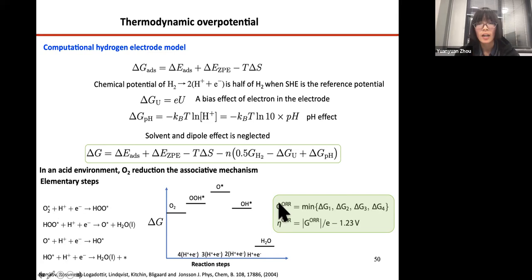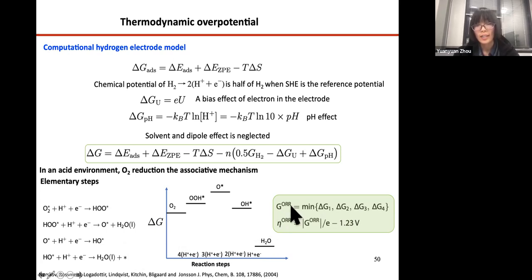Gibbs free energy of each elementary step is calculated. You can calculate it using this delta G, for example, here, the delta G of this one minus the delta G of this one minus this one, also using the correction of the proton and electron. And you can get here the delta G1, G2, G3, which is the reaction free energy for each elementary step.